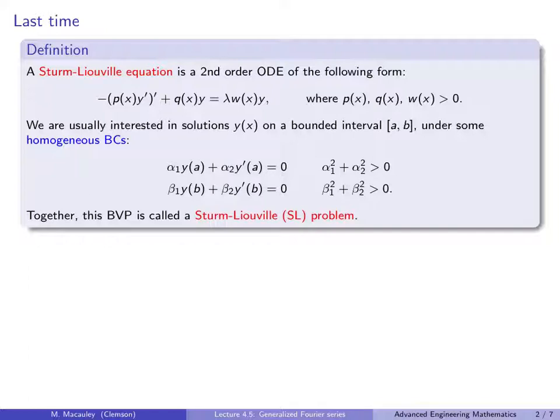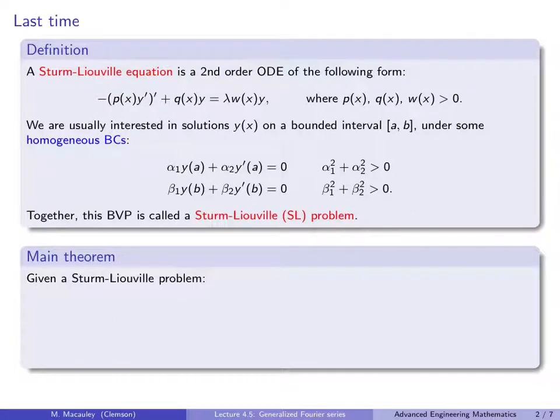Now, one reason why this is so important is because if we divide through by w here, then we can actually write this equation as a linear operator L times y equals lambda y. So this is an eigenvalue equation, and what we want to do is find all possible eigenvalues lambda and all possible eigenfunctions y.